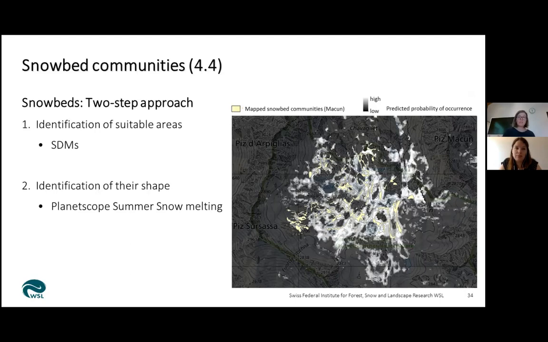We did that using the PlanetScope satellite constellation to identify the snow cover. So this is an example of Nika's model with the potential. The black and white is the potential snowbed communities, and these are mapped snowbed communities from cantonal mapping, or not even cantonal, just a specific mapping project. And you can see we'd overestimate snowbed communities a lot if we just use the model directly.